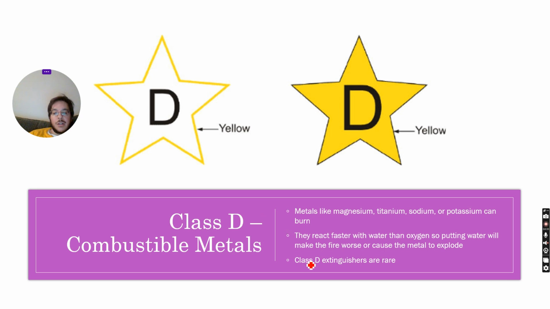And then our class D extinguishers are rare. They're only for combustible metals like magnesium or titanium, which can burn. You don't really have those in most environments. And we cannot put a metal fire out with water because the metal reacts with water and it creates an explosion. So class D extinguishers are quite rare.